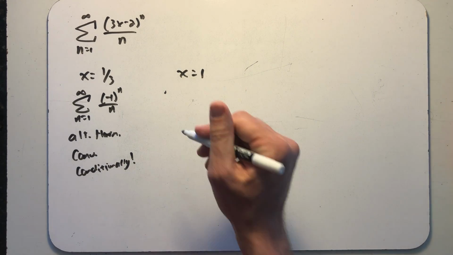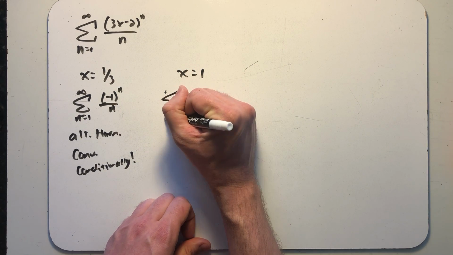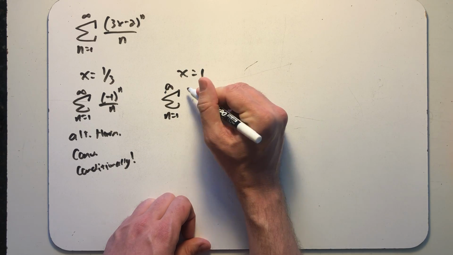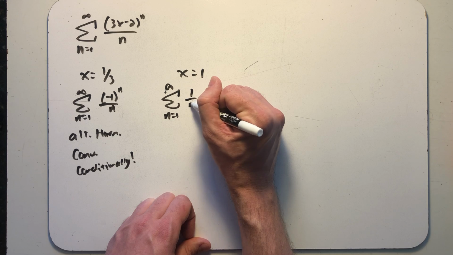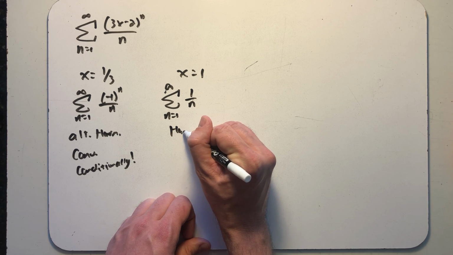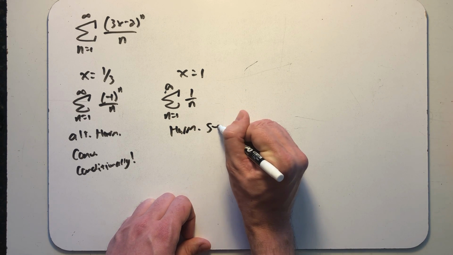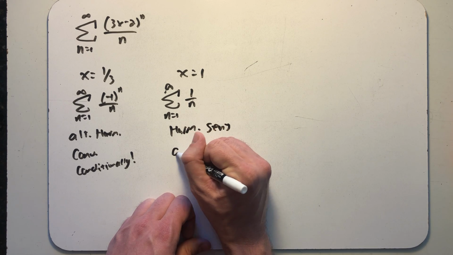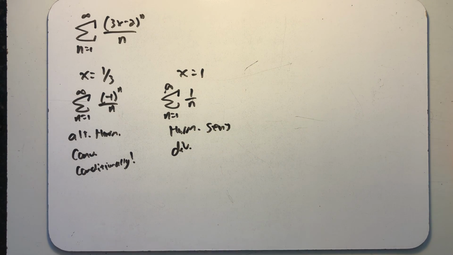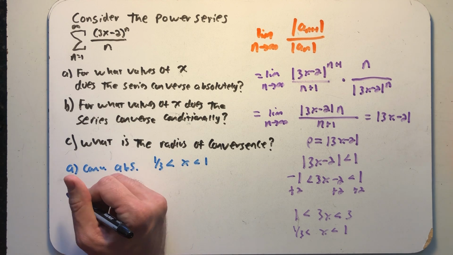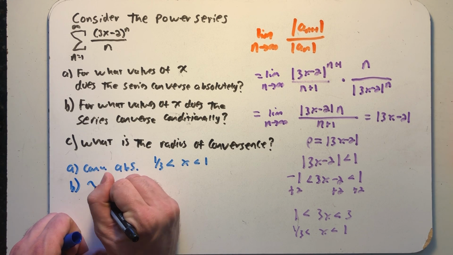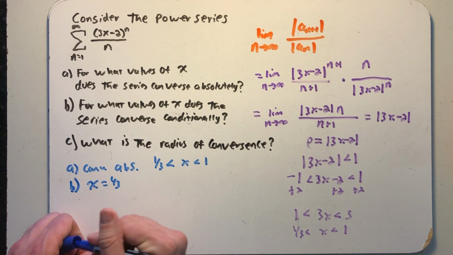When I plug in a 1, I get a 1 to the n on top. That's just a 1, and on the bottom, I still have that n. This is the harmonic series, and we know the harmonic series diverges. So in part B, for what values of x does the series converge conditionally? Well, I only have to report that as x equals 1/3.